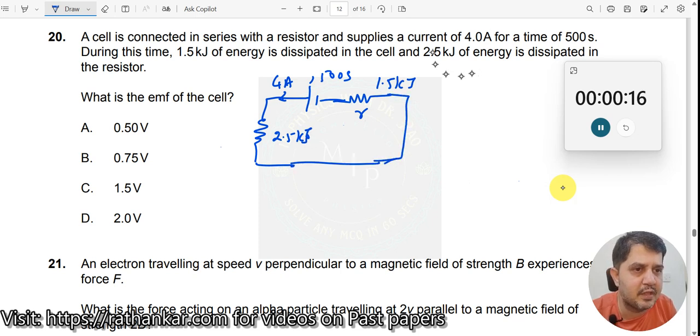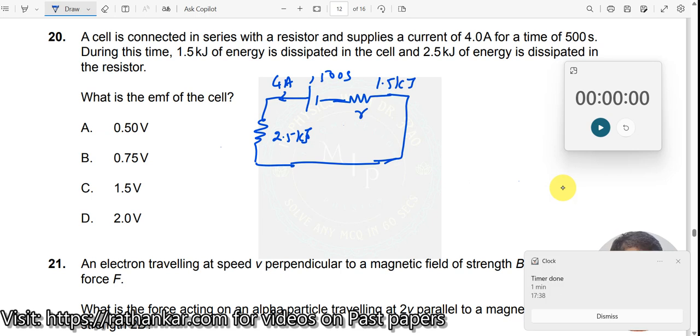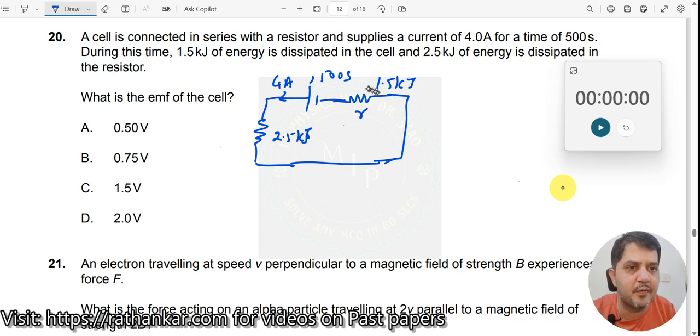Now the problem, whatever is given here, is written in the form of a circuit. What is the EMF of the cell? First, let us understand this. Why do these resistors dissipate energy? Who gives the energy to lose energy? That's a question we need to ask. The EMF of the cell provides the energy.